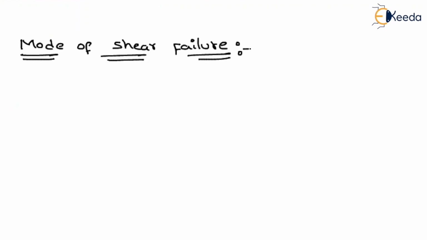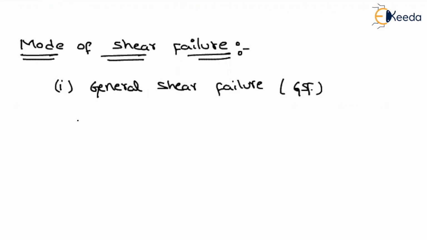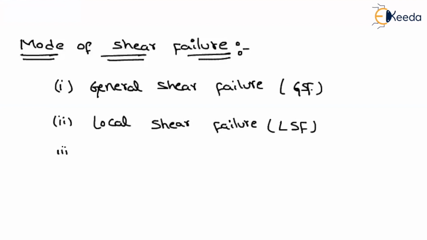So, in general, whatever may be the type of the footing or whatever may be the type of foundation, it is normally observed that three types of failures are possible. The first one is general shear failure, normally denoted by GSF. The second one is local shear failure, denoted by LSF. And the third one is nothing but punching shear failure.